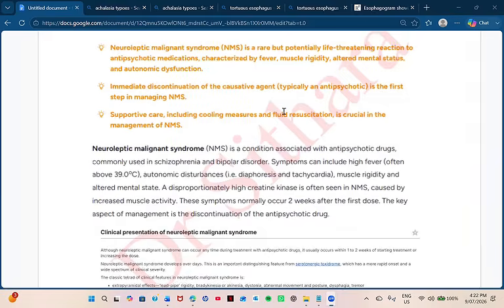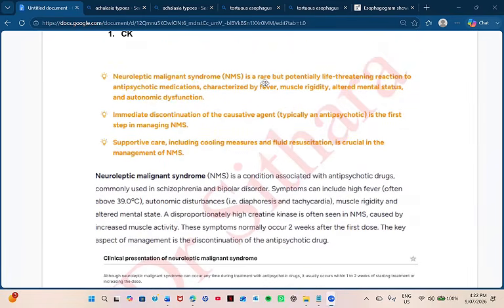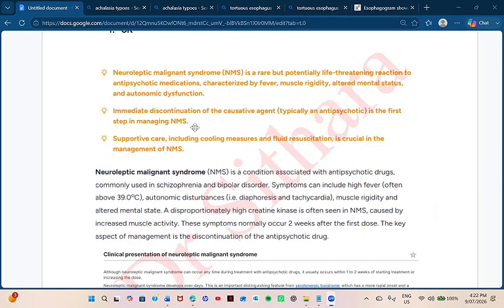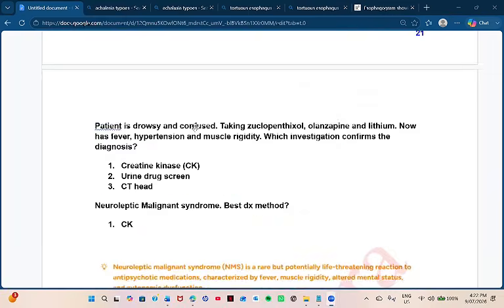So, what is neuroleptic malignant syndrome? It's a rare but potentially life-threatening reaction to antipsychotic medications, characterized by fever, muscle rigidity, altered mental state, and autonomic dysfunction, right? So, what is the management?